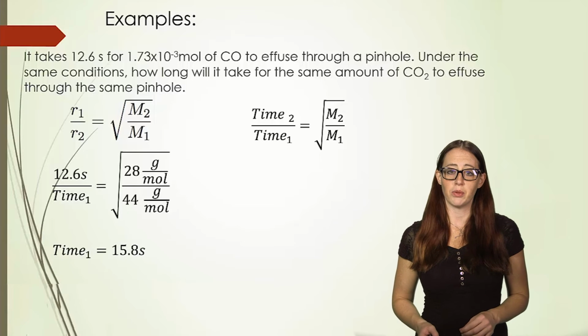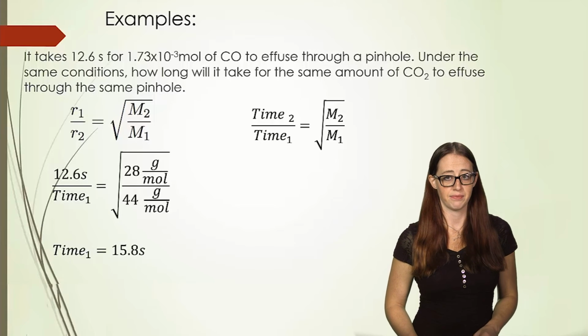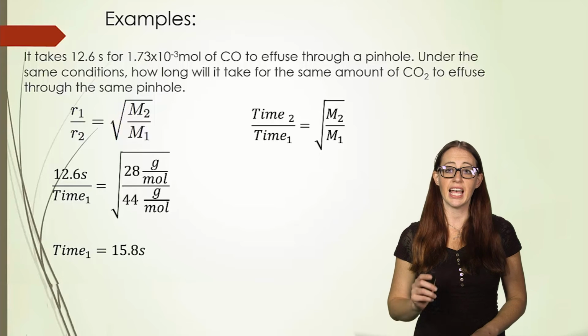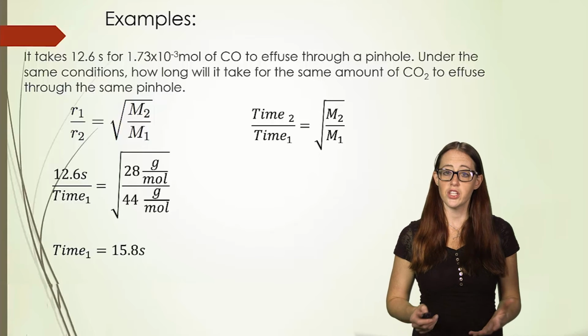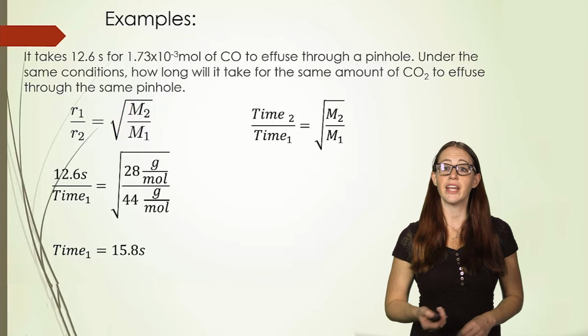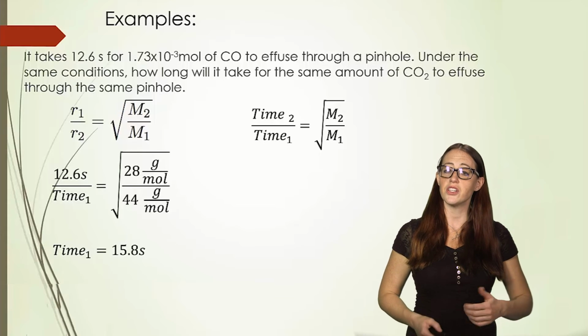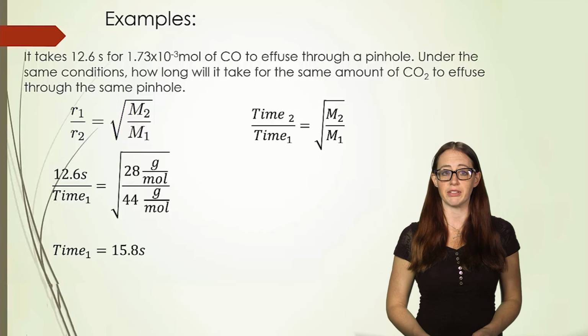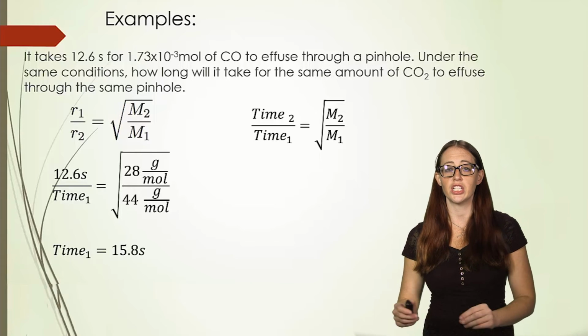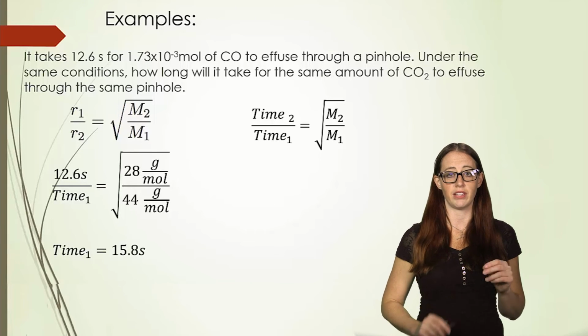Once we get our 15.8, let's make sure that it makes sense. We know that carbon dioxide is heavier than carbon monoxide, and so it should take longer to effuse. And in fact, 15.8 is a longer amount of time than 12.6 seconds, and so we probably did everything correct. This is a really good check when you're doing the ratios to make sure that you didn't fill in the wrong order.